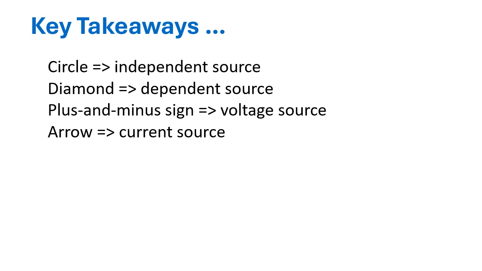Before this video presentation ends, allow me to reiterate some of the key takeaways. First, if the network you're analyzing has a circular source, that is an independent source. If it has a diamond source, it is a dependent source. And to know whether the source is a voltage source or a current source, you have to look for additional symbols. Plus and minus sign tells you it is a voltage source. An arrow tells you it is a current source.